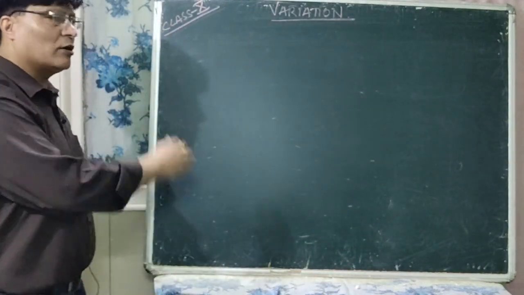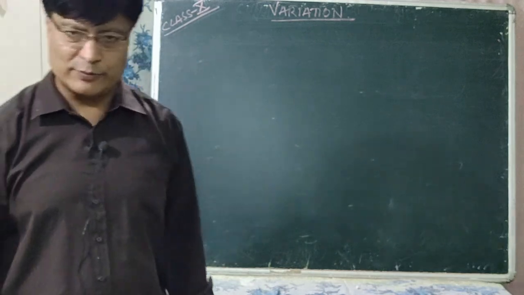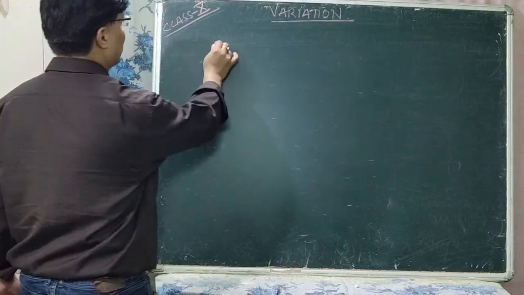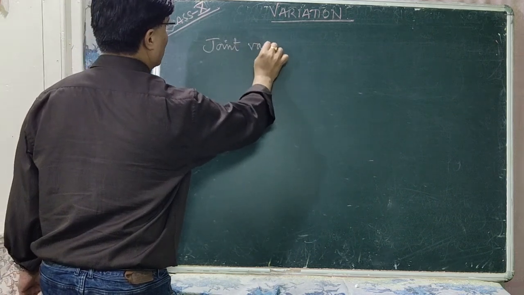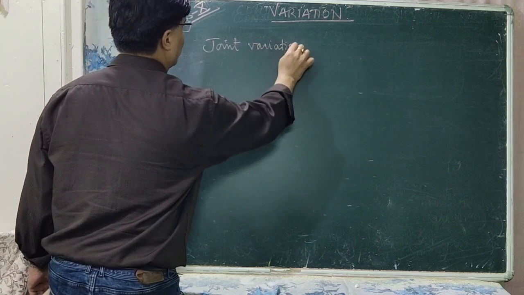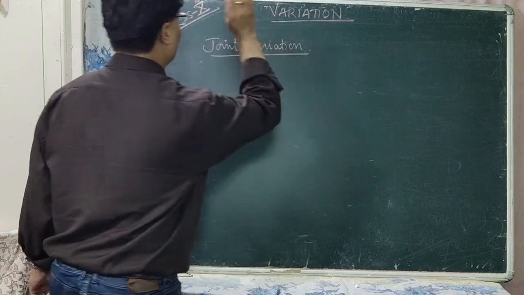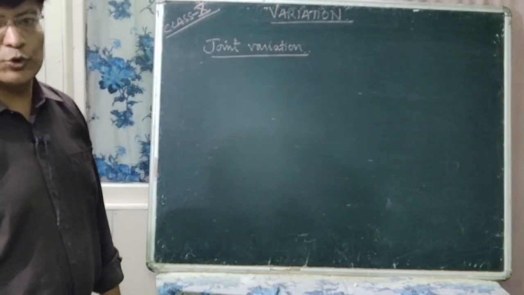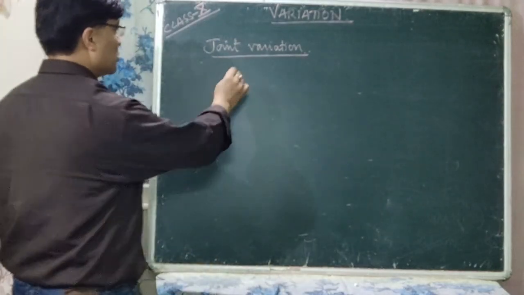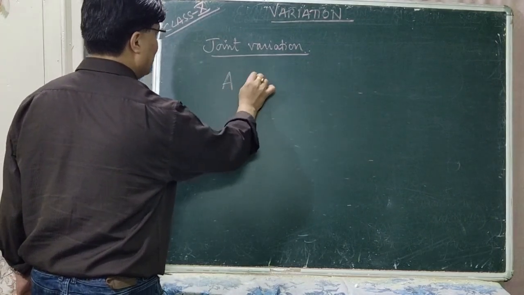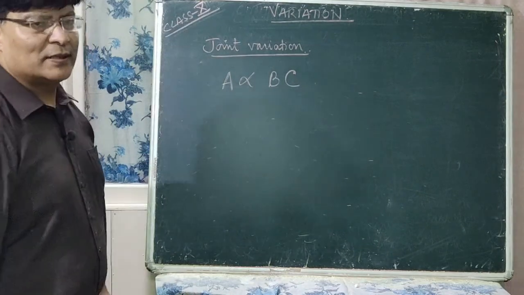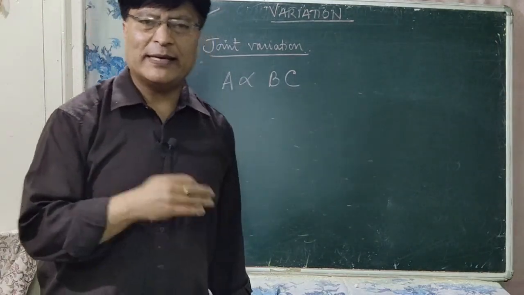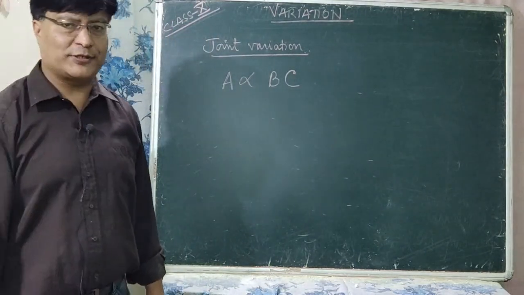So these are all about your direct variation and inverse variation. Now what is meant by joint variation? Suppose you write A proportional to BC. Suppose capital A, capital B and capital C are the three variables.